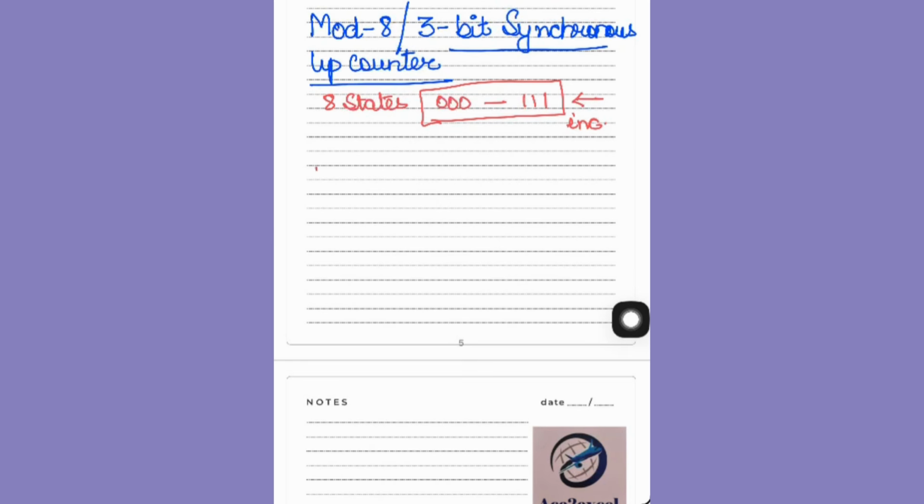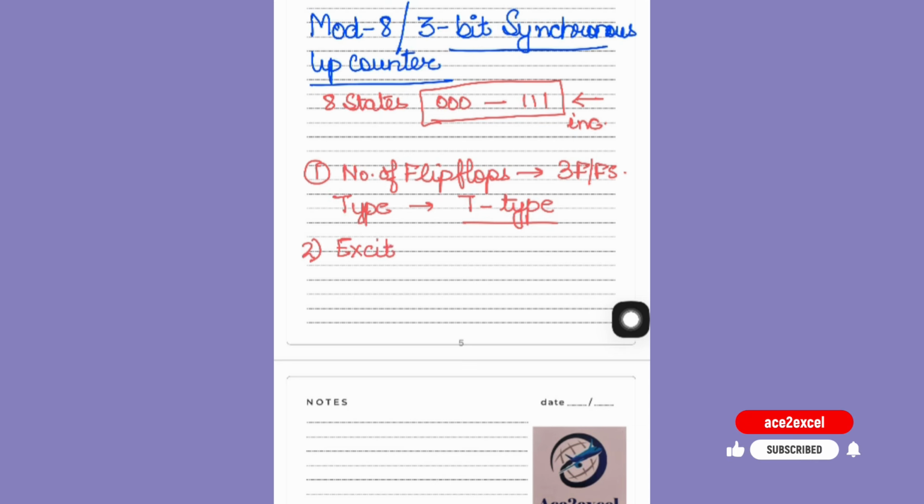Now the steps are, first one, number of flip-flops required. As the question says, it is 3 bits, so 3 flip-flops will be required. Second thing, type of flip-flop to be used. I am defining that I'll be using T flip-flop. That means step 2, which is the excitation table. So I'll be making the excitation table of T flip-flop.